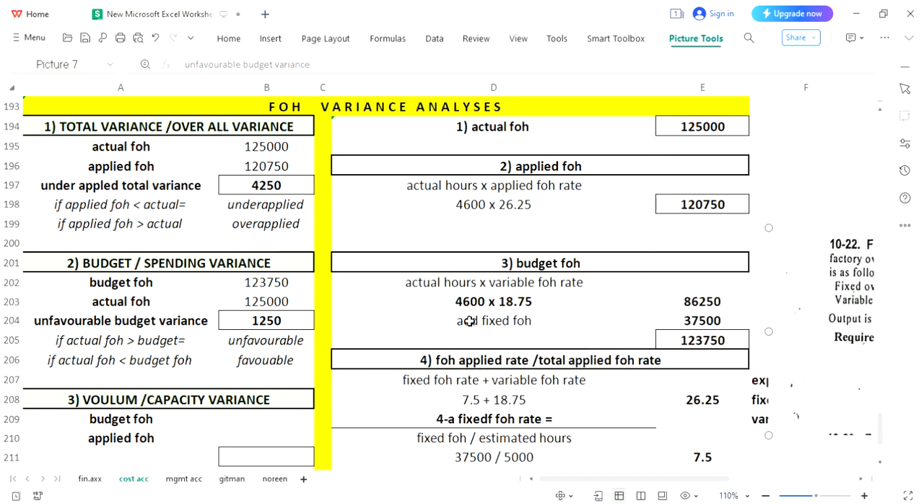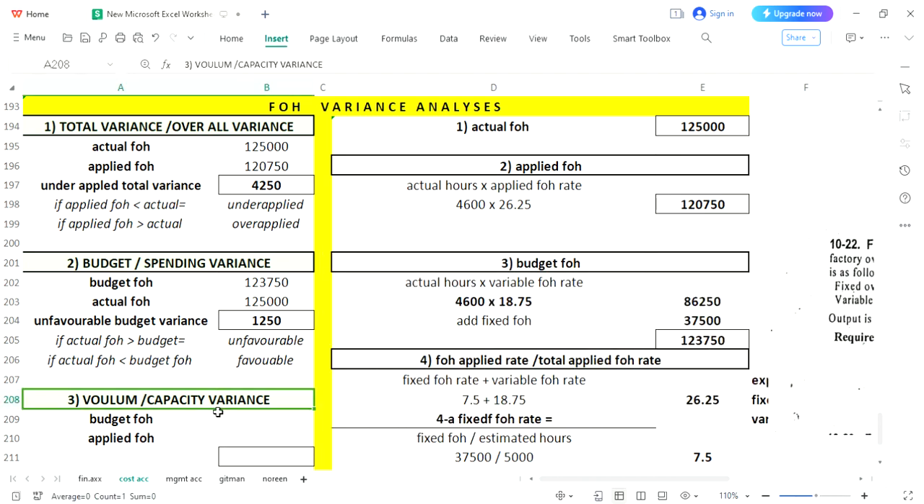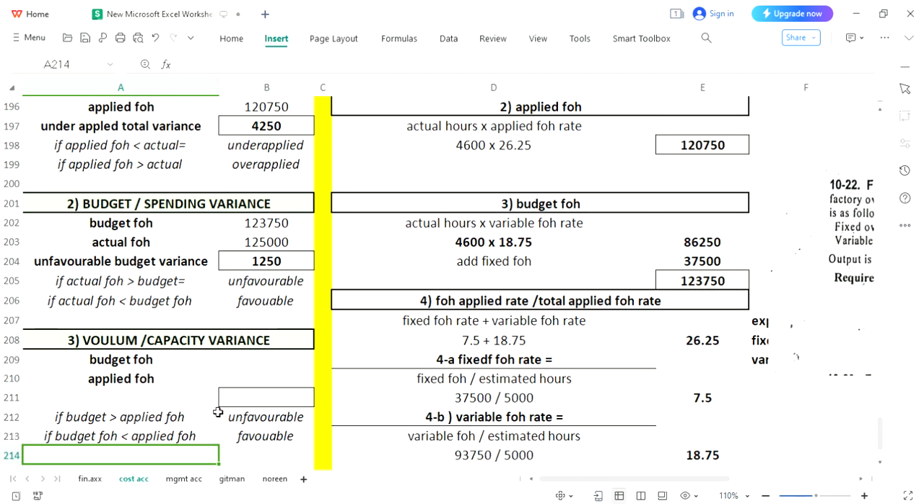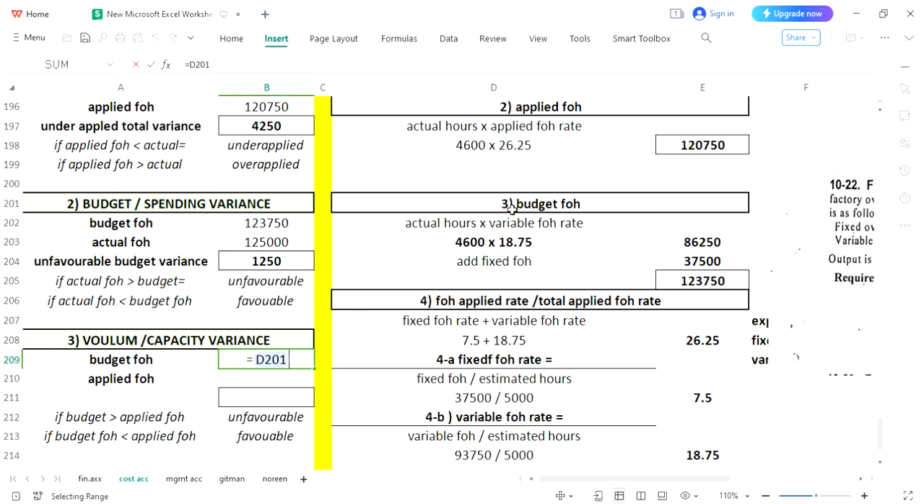It's time to see your third requirement, which is volume or capacity variance. For that you need to have budget. Budget is already been calculated. You can see this is your budget FH, and how much you have calculated 123750, put over here. Then you need to put applied FH. Here you have calculated your applied FH on second spot. Amount was 120750, put over here.